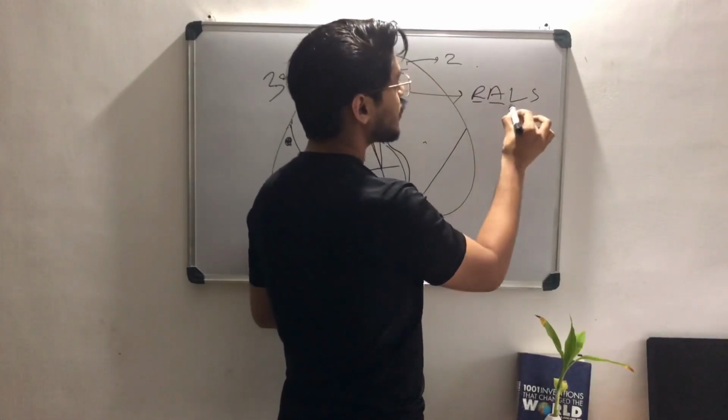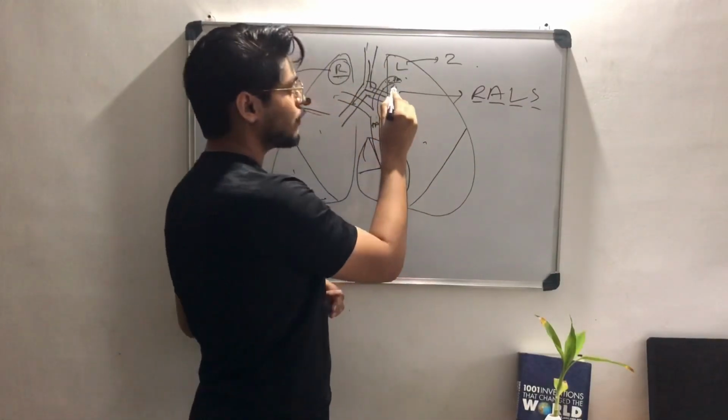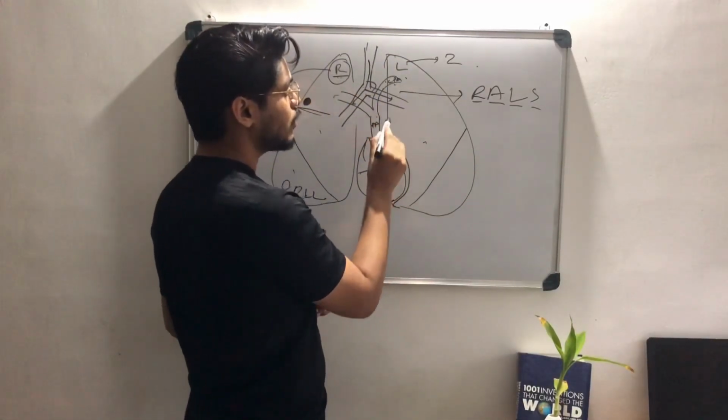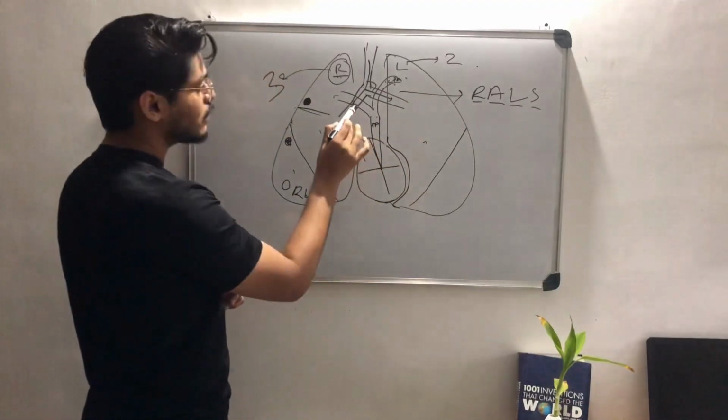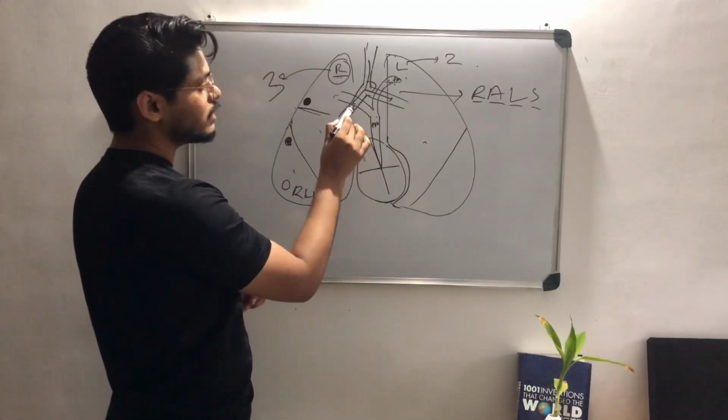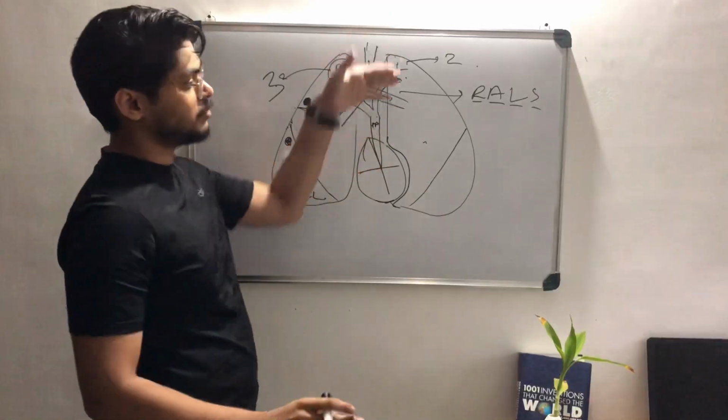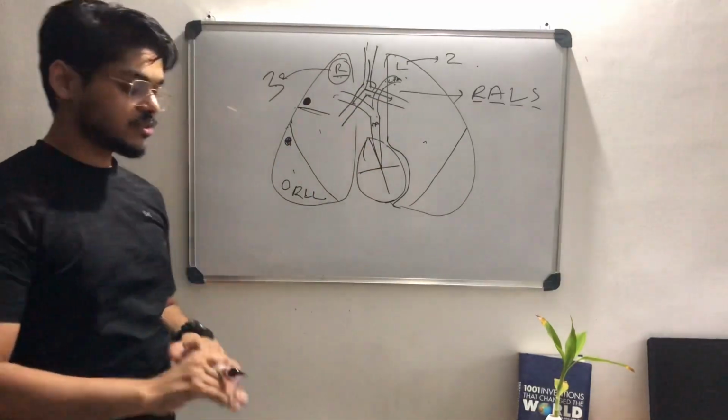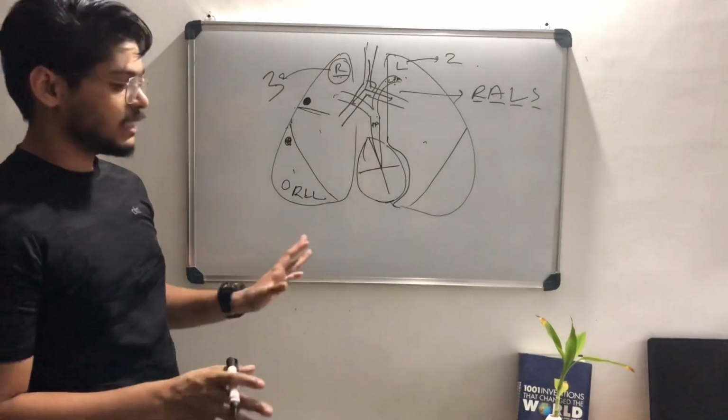Right anterior, left superior. The left pulmonary artery will be superior to the left bronchus, and the right pulmonary artery will be anterior. It is anteriorly, it is superiorly. Understood?